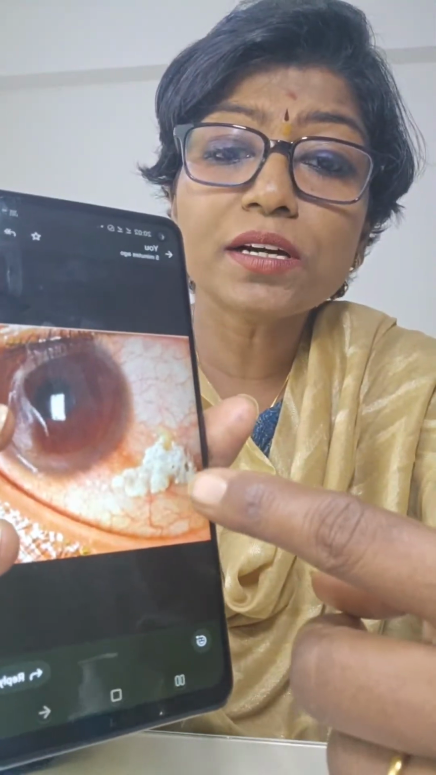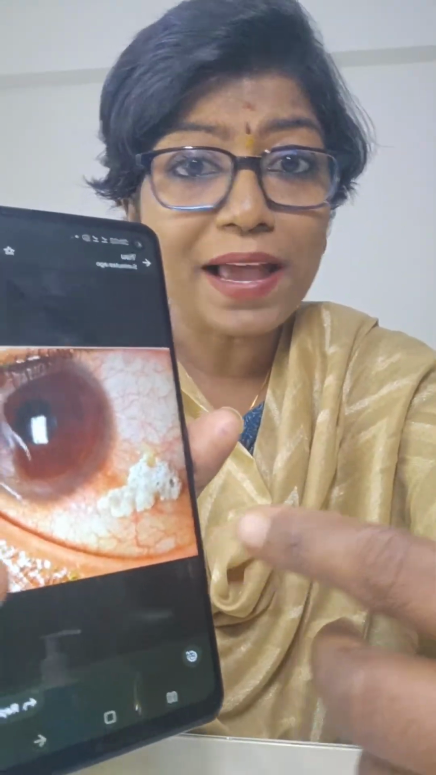Bitot spots are seen in vitamin A deficiency, and in your WHO staging, it comes under stage X1B. X1A is just a symptom, that is night blindness. X1B is Bitot spots. All right. So this foamy appearance is due to the foam or the gas which is produced by Corynebacterium xerosis, and Corynebacterium xerosis is a normal commensal of the conjunctiva. Please note it down. So it is because of the gas that it produces that the Bitot spot is foamy.